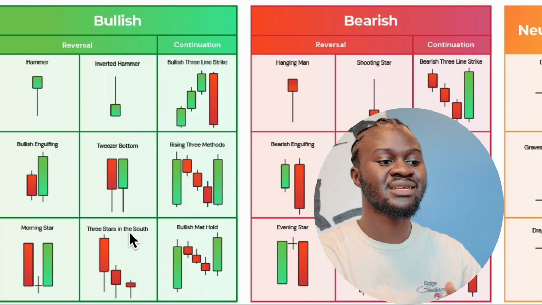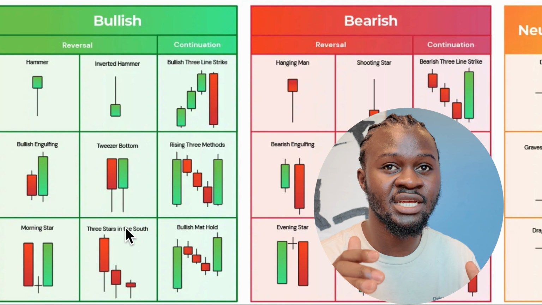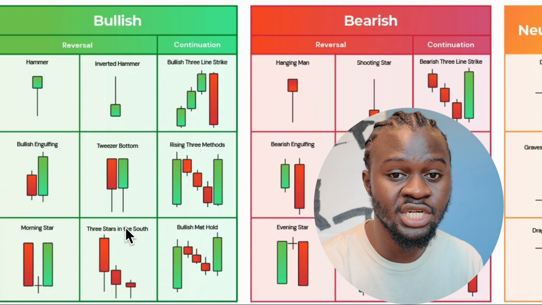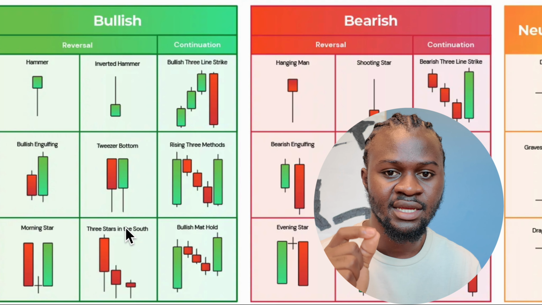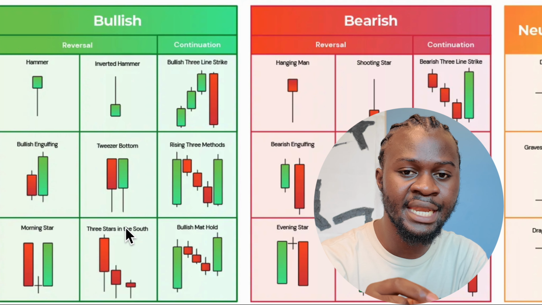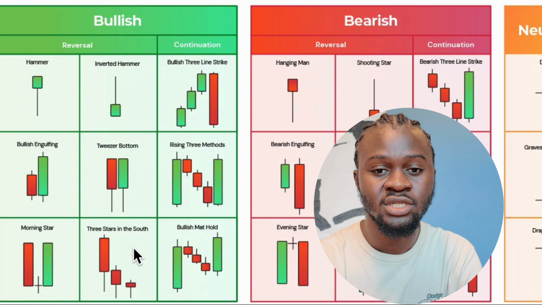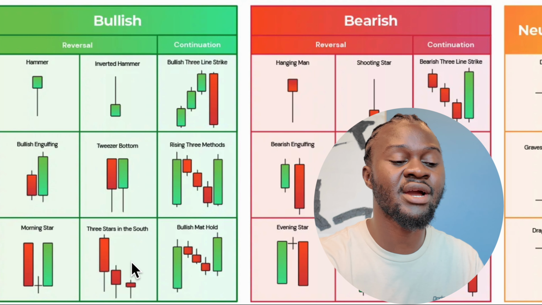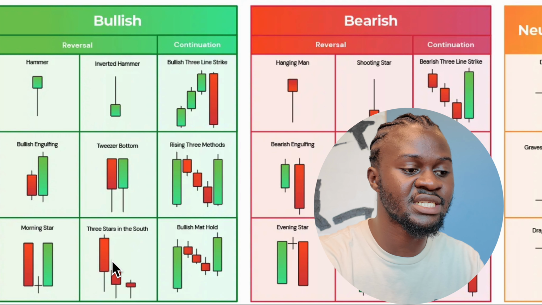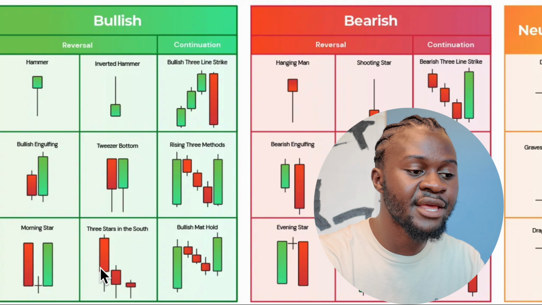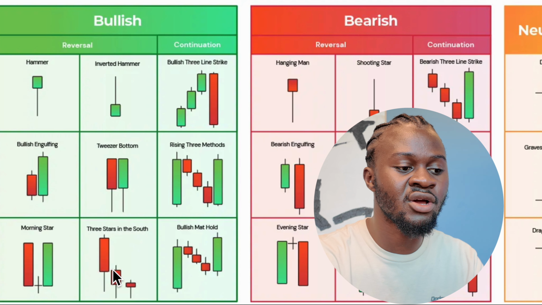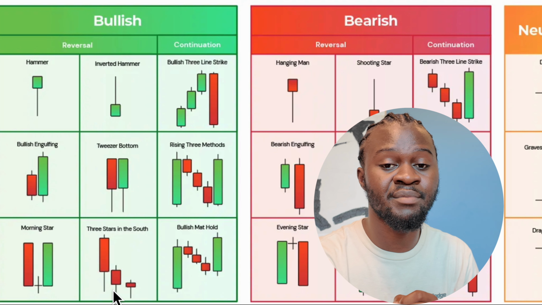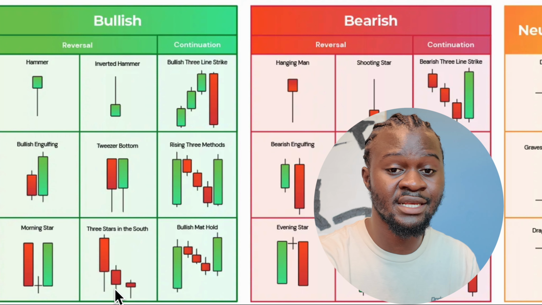Now you have 3 stars in the south, which are also potential bullish reversal patterns, which happen towards the end of a downtrend. There are 3 bearish candlesticks that happen towards the end of a downtrend, signifying that bearish momentum is slowing down. How can you identify this? You see this towards the end of a downtrend, where you can see a significant reduction in the body of the last 3 bearish candlesticks, with wicks below the previous lows of these candles, right?